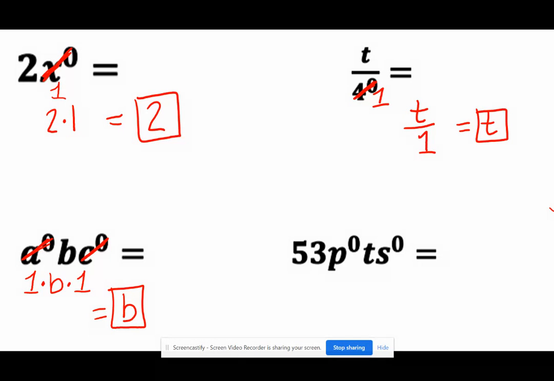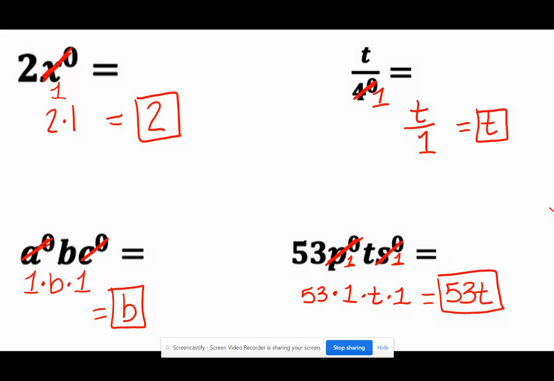And then we have 53 p to the 0, t, s to the 0. So I'm going to go ahead and cross out the ones that become 1s. So p to the 0 becomes a 1, and s to the 0 becomes a 1. So I'm left with 53 times 1 times t times 1. And 53 times 1 times 1 is just 53. And then there's nothing to put the t with, so it's just 53t.